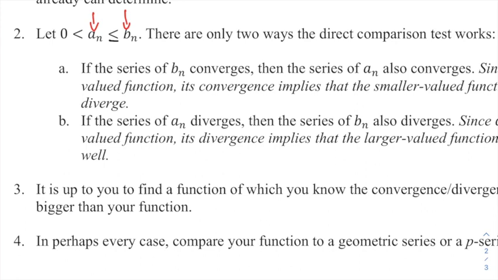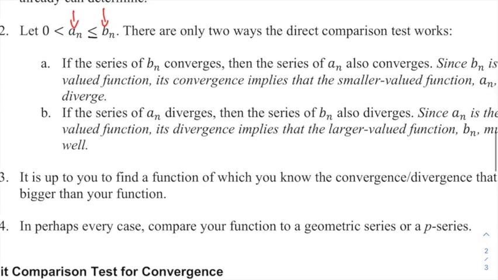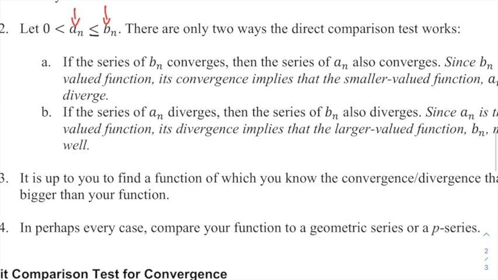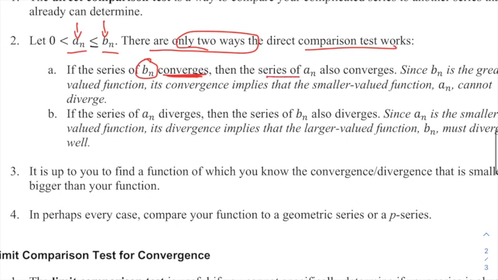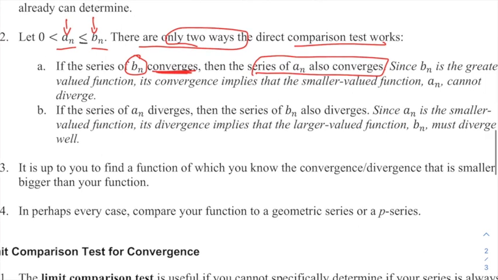Actually, your series can also be the b sub n. It can be the bigger of the two. But we need to be able to write the two series in some way so that we definitely know one series is bigger than the other as we plug in numbers for n. We'll see an example in a minute. Now there are only two ways this direct comparison test works once you compare those series. Basically, if the bigger series, the b sub n, converges, then a sub n also converges.